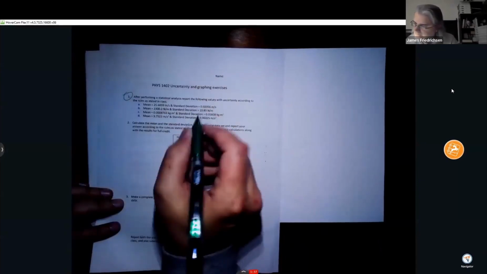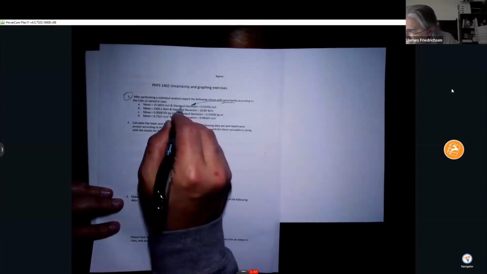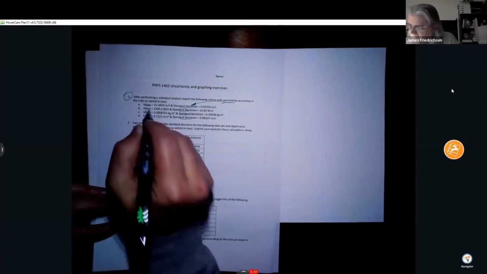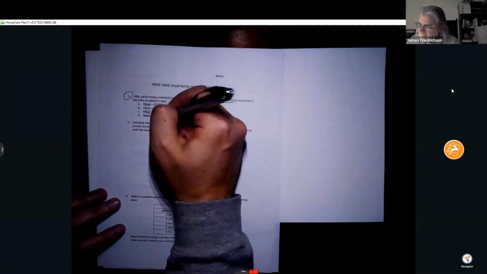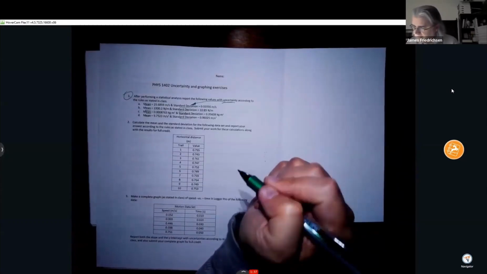And so that should have allowed you to work on this first part, because they give you the standard deviations, which are going to be your uncertainties, and the means are going to be the values, the answers. And so you're going to do one digit here, match places there, and report. That's all you have to do for the first part.